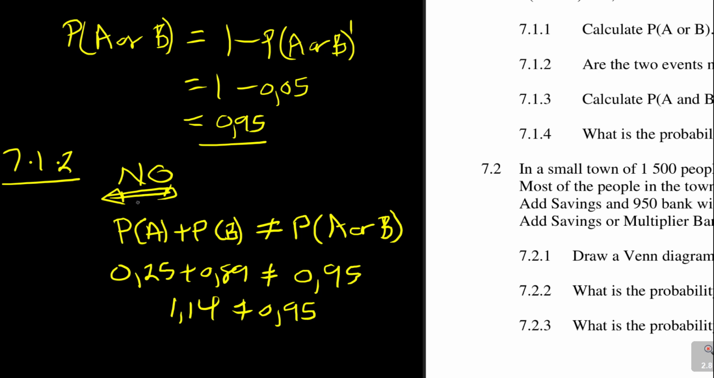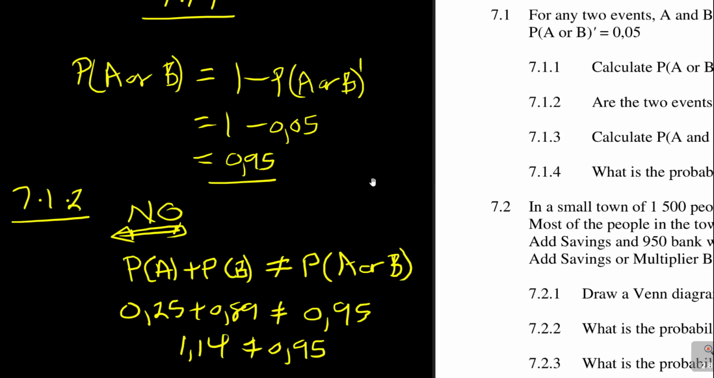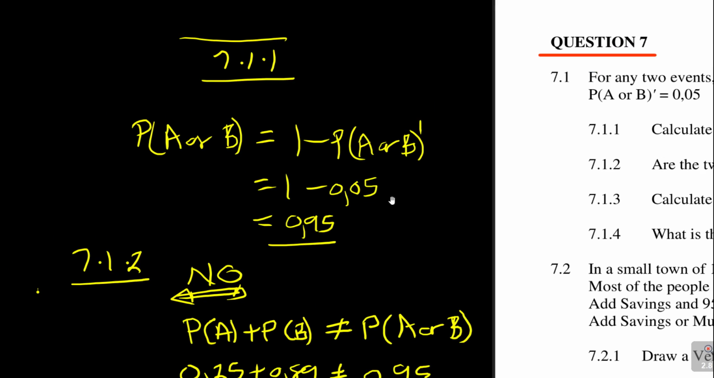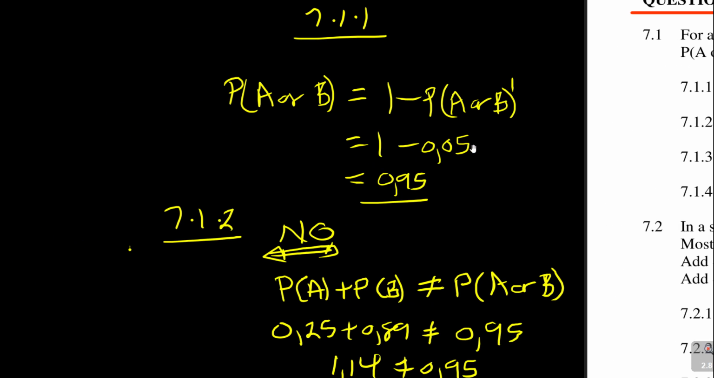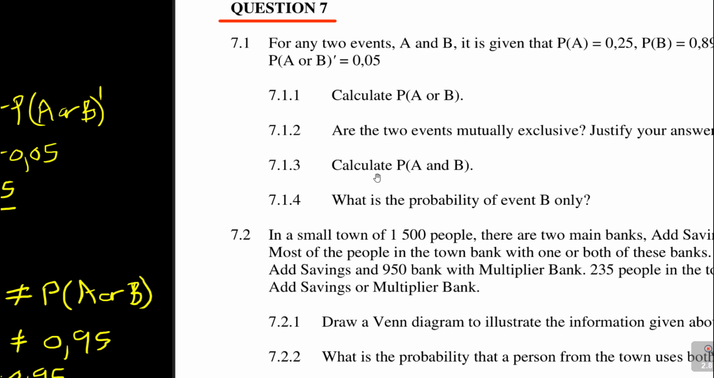So that is no, they are not mutually exclusive events. Alright, so let's, okay, I think I need to keep these answers so that they will be helping me going down. Now calculate probability of A and B.